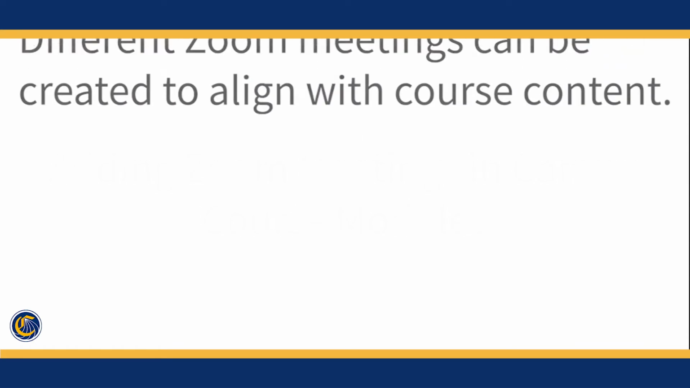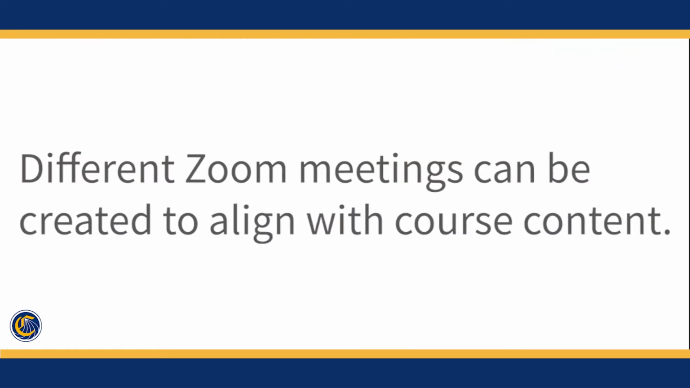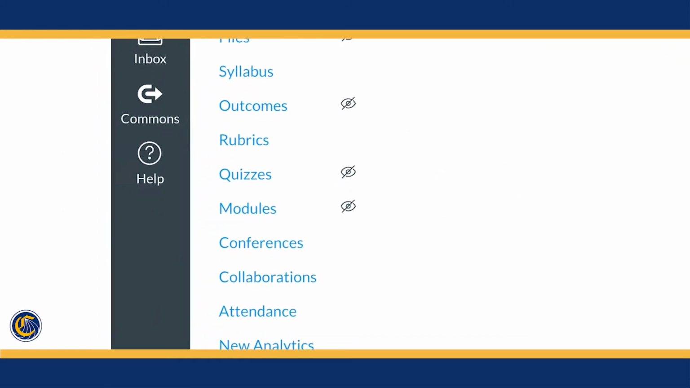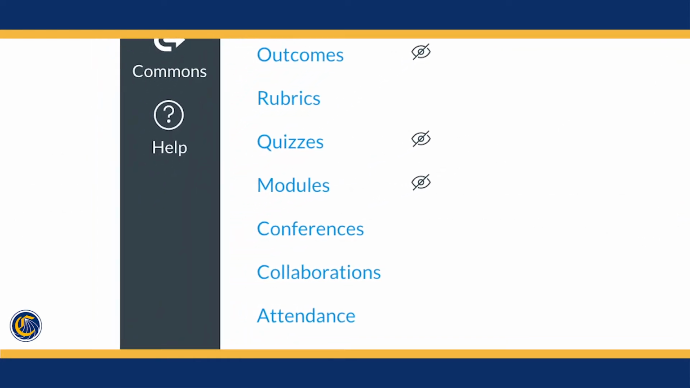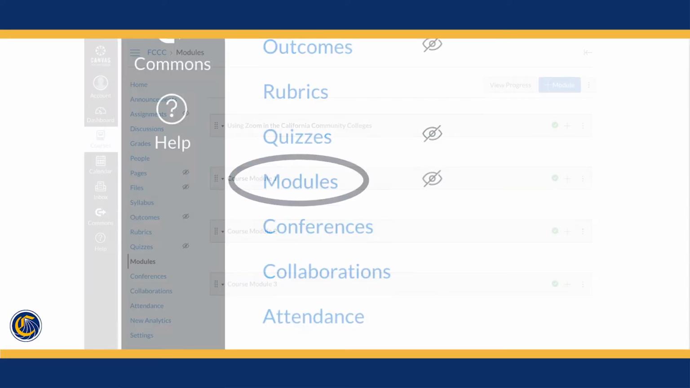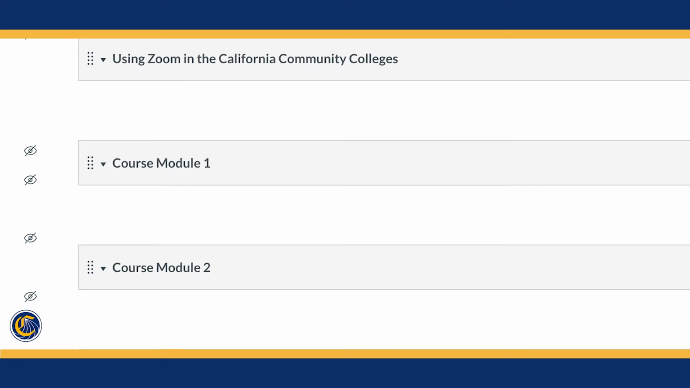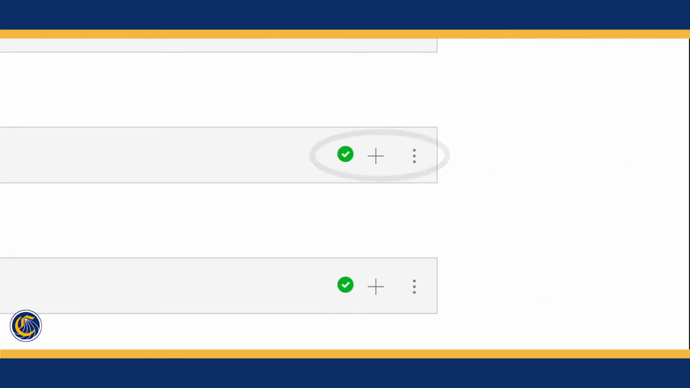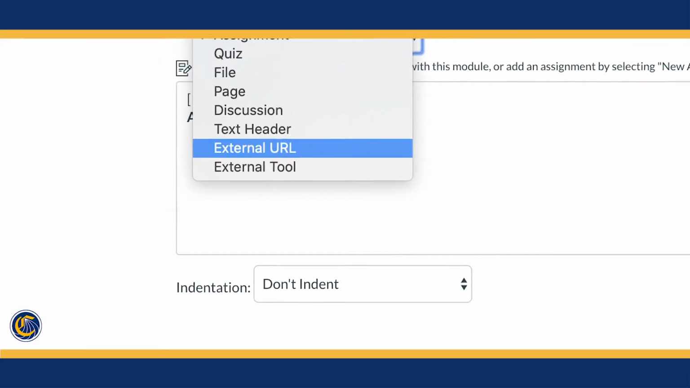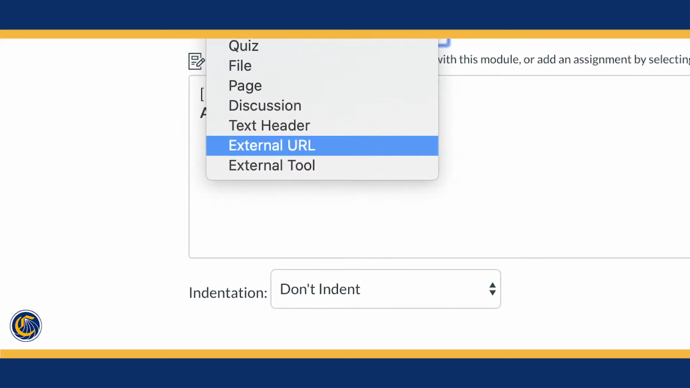Amongst other things, a course module can be effective to place your Zoom meeting information into a specific area related to course content. For instance, if you wanted to set up multiple Zoom meetings, each related to different content areas, you may consider putting them in the relevant modules. To do this, choose your desired course module and select the plus sign from the options on the screen. Then select External URL from the drop-down menu.